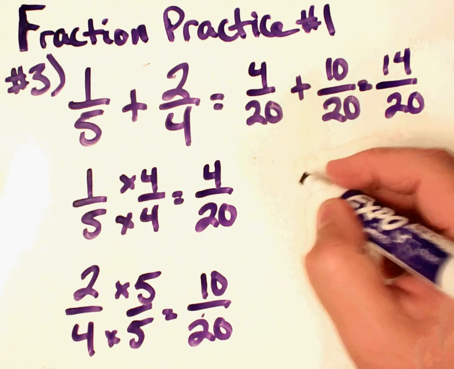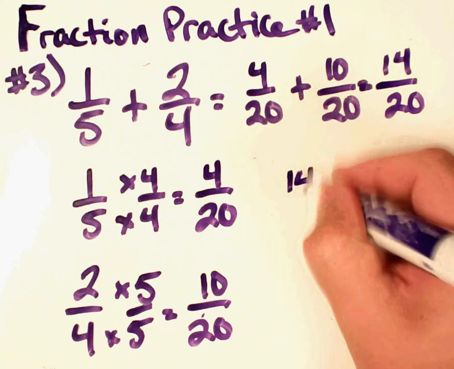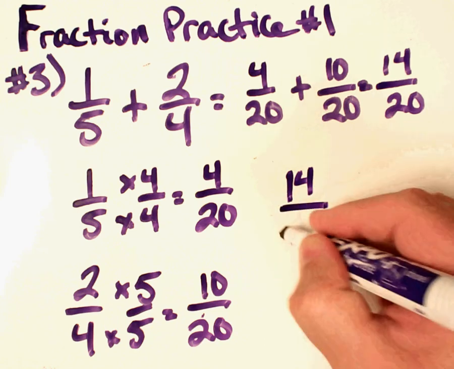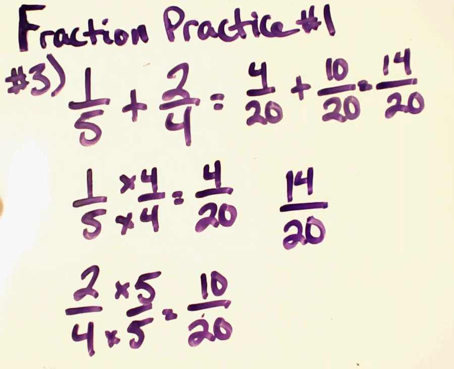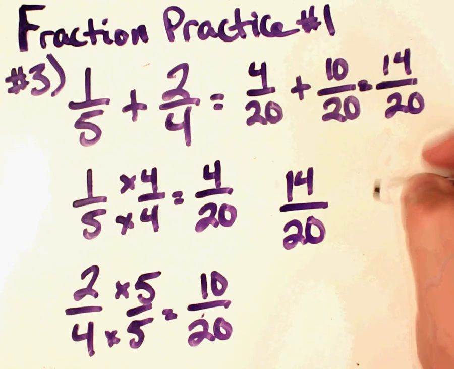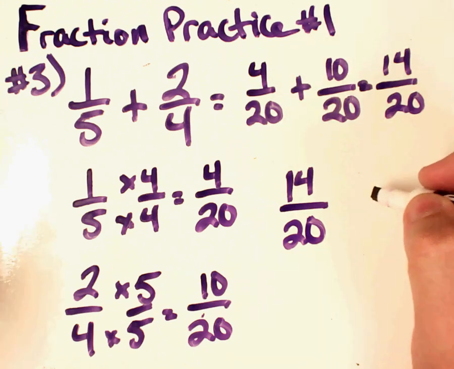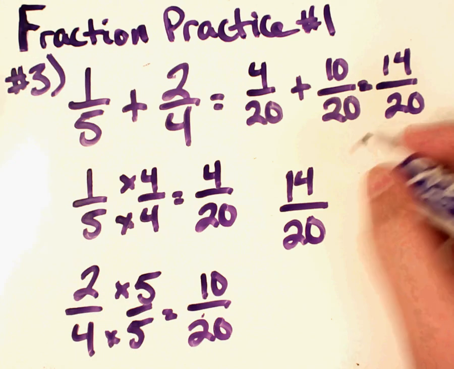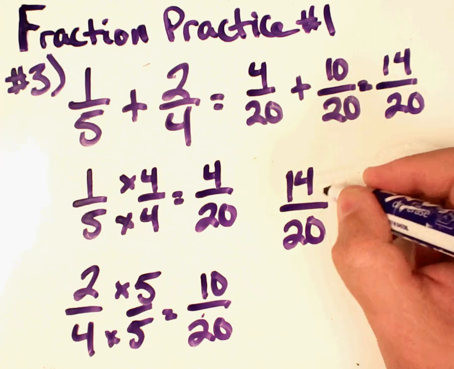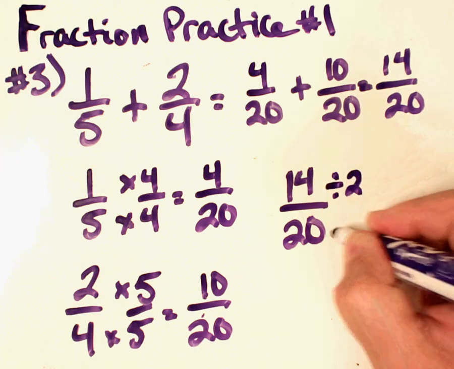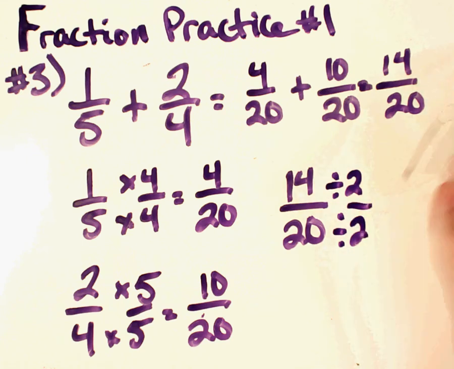Now, this 14/20 is not in its simplest form. I can simplify it. I can reduce it. I can find a simpler equivalent. Because both numbers are even, I know I can divide both by 2, top and bottom again, and I'm left with 7 over 10 as my final answer.